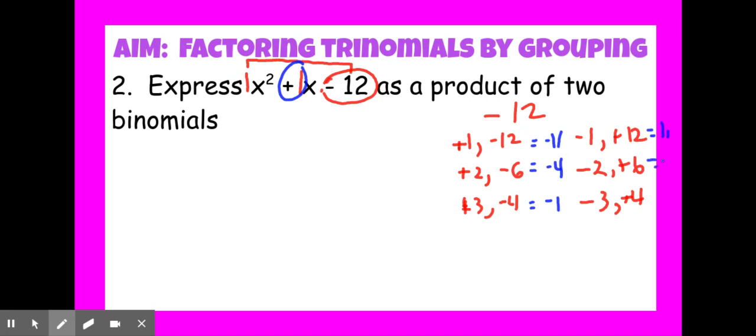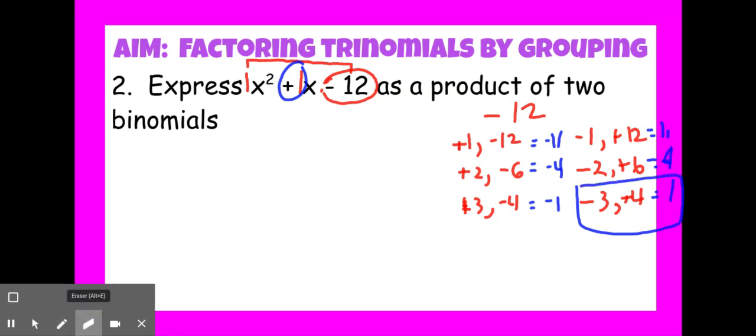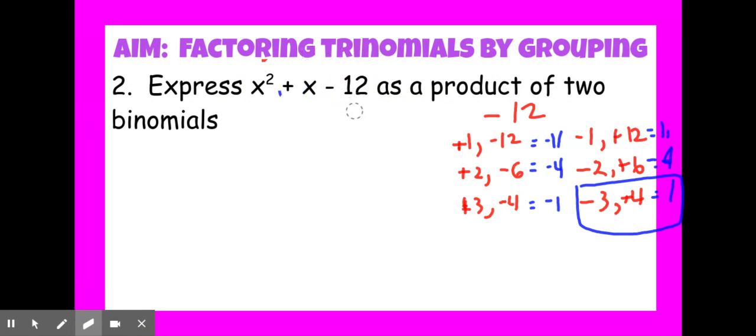-2 plus 6 is positive 4. -3 plus 4 is positive 1. So which two numbers multiplied to -12 and added to positive 1? That would be that group. So I'm going to take my polynomial and split up my first two terms. Split up the middle term into -3x and positive 4x.